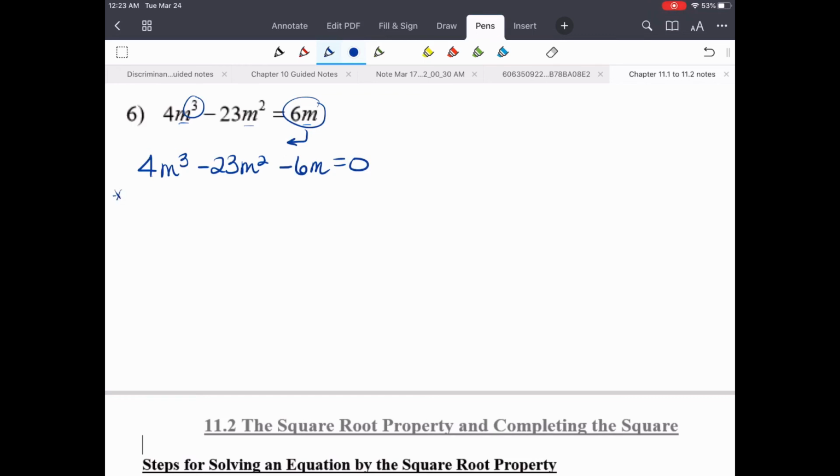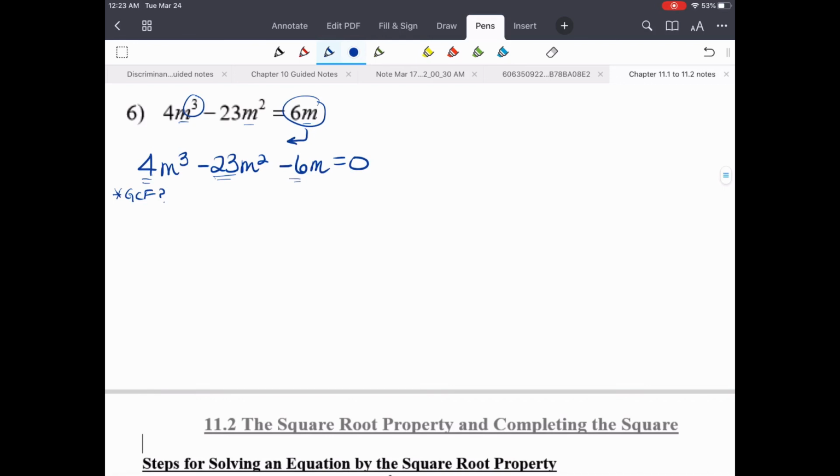I'm going to look for a GCF. There is a GCF. Now, number-wise, we almost could take out a 2, but 2 does not divide into 23. It does divide into 6. But we can take out a letter. So they all have an m. That has 1m at least, I mean, there's 3 of them. This has at least 1m, and this one has exactly 1m. So our GCF is going to be m. And then you pull that out, and then you get 4m squared minus 23m minus 6 equals 0.